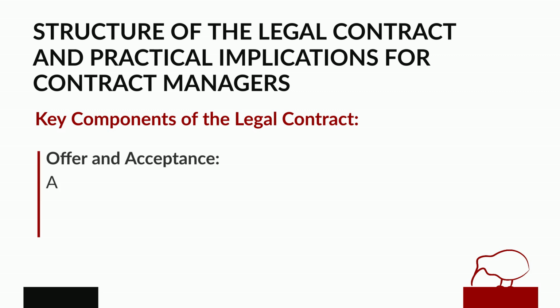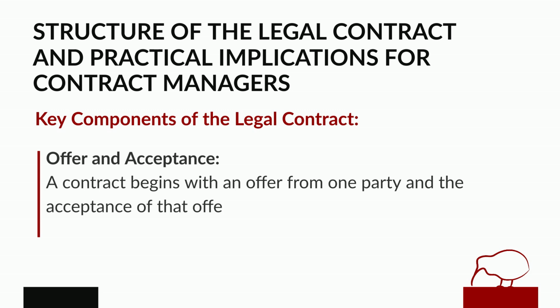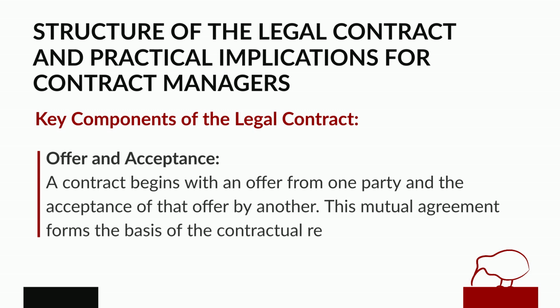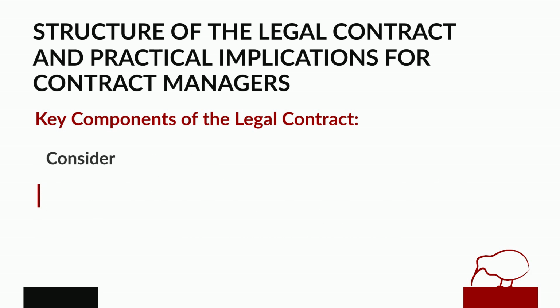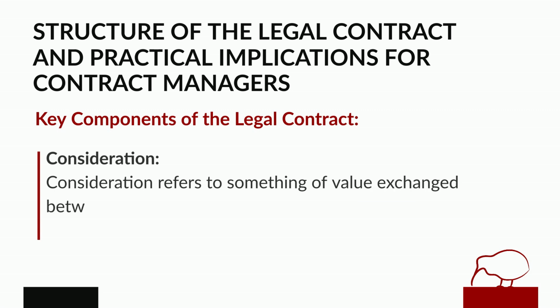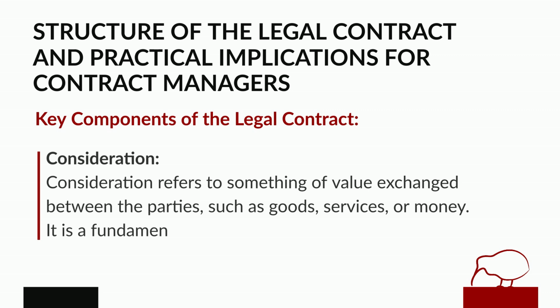Offer and acceptance. A contract begins with an offer from one party and the acceptance of that offer by another. This mutual agreement forms the basis of the contractual relationship. Consideration. Consideration refers to something of value exchanged between the parties, such as goods, services, or money. It is a fundamental element of a valid contract.